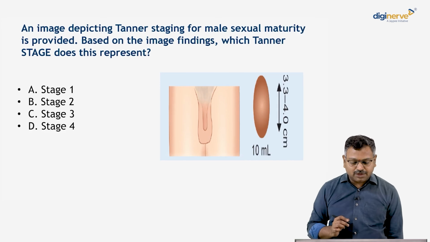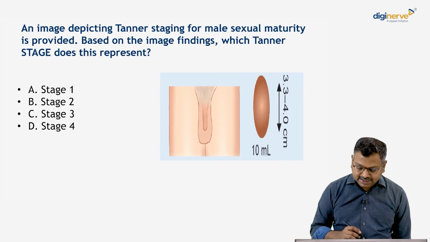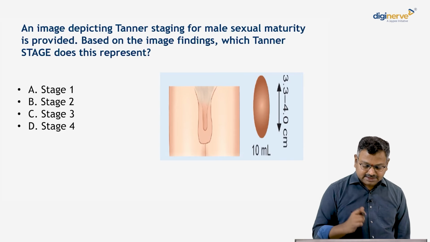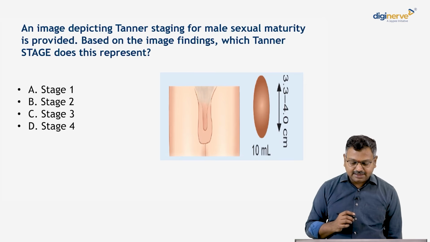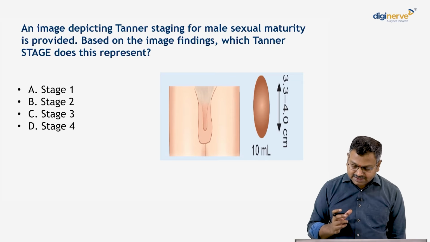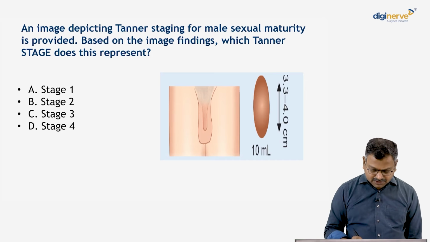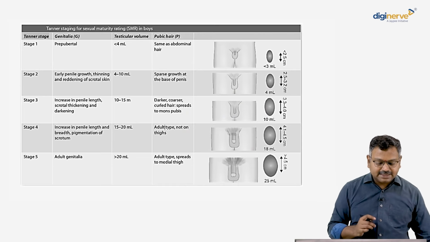Based on the image, what is the Tanner stage? So here is what we see, the staging that has been given. The testicular volume is 10 ml, there is penile and scrotal darkening. The pubic hair is darker, coarse and curlier. So this belongs to Tanner's stage 3. So you should know about the Tanner's staging.